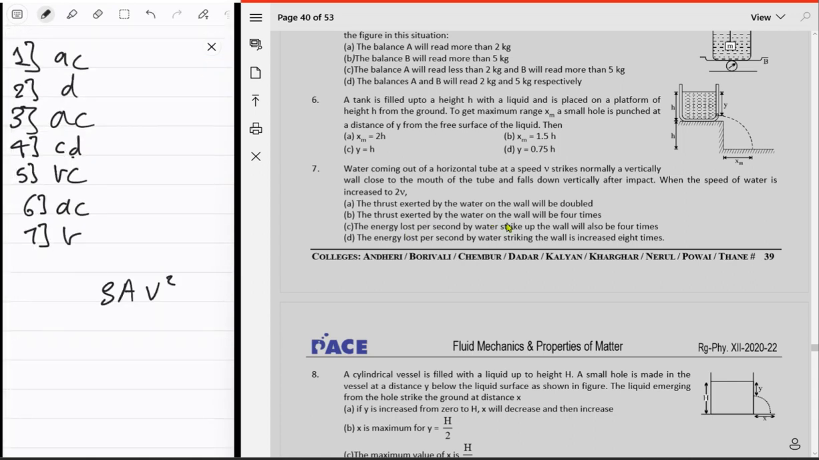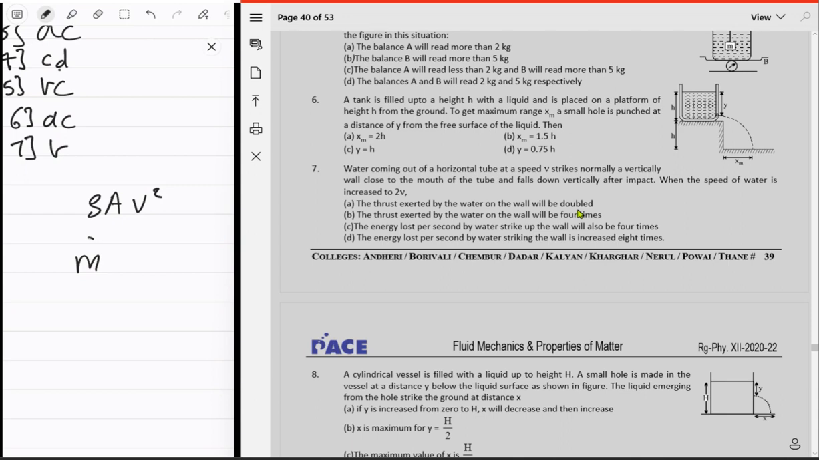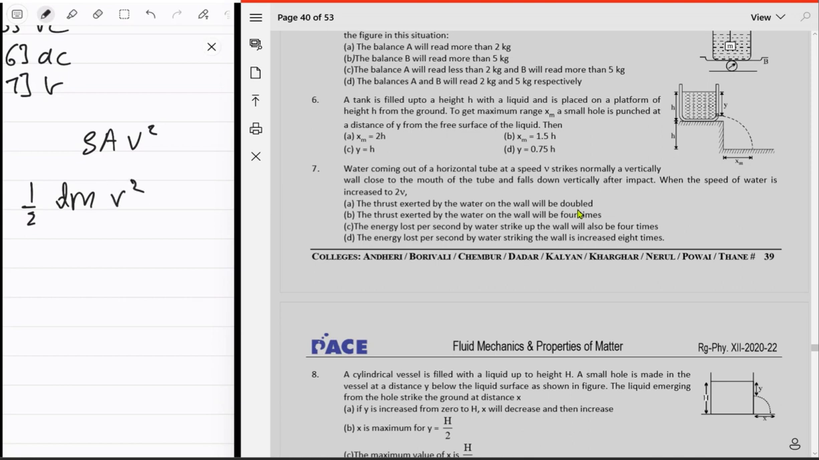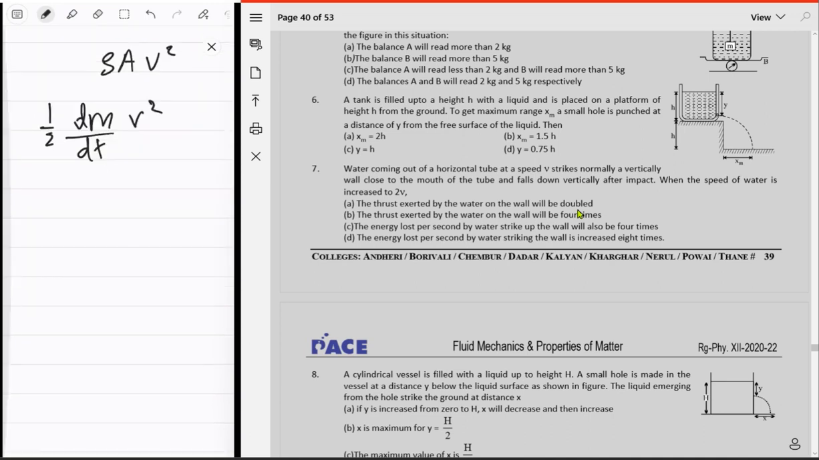The energy lost per second by water striking the wall. It's like m dot, and the energy lost because of that dm mass. So it had dm times half v squared, and this energy is lost per second, right? So half m dot v squared is like half rho a v cubed, assuming rho and a are constant.